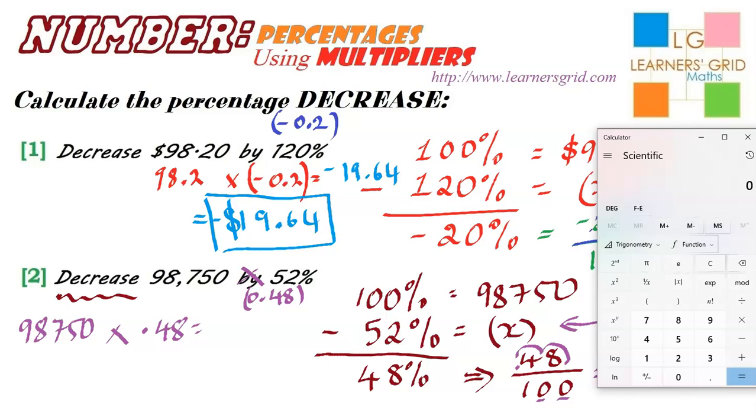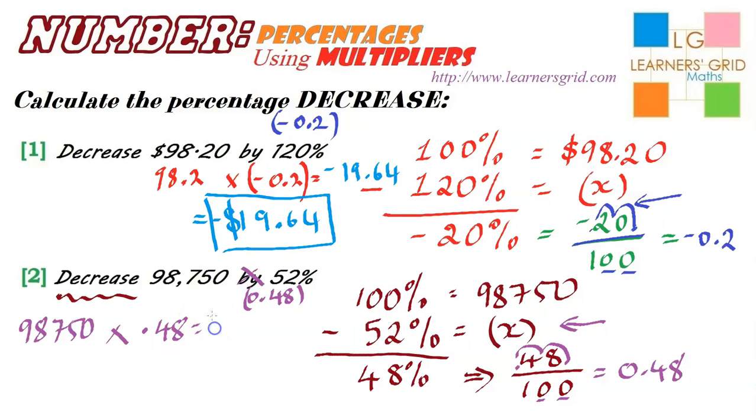So let's clear all this. Let's go with 98,750, multiplied by 0.48, and I get 47,400. And that's the final answer. Hopefully that's helped you understand a little bit more about how to calculate percentage decreases using multipliers. You can see that most of the work is to actually calculate the multiplier. Once you've got that, it's a relatively simple process to find out the answer.